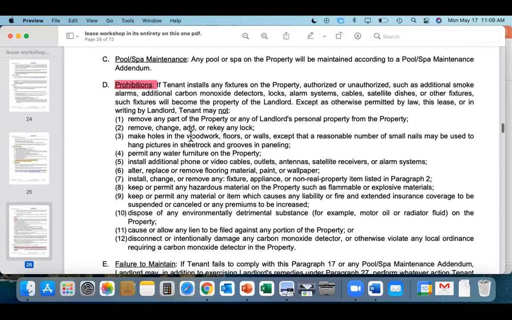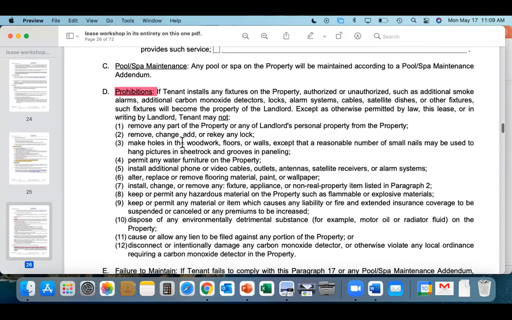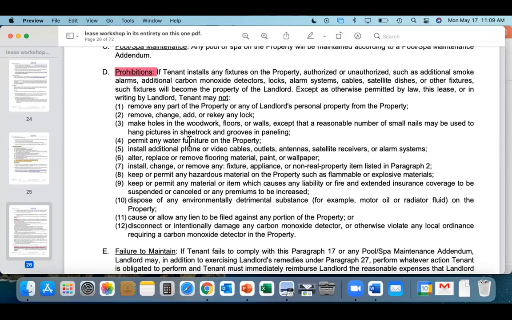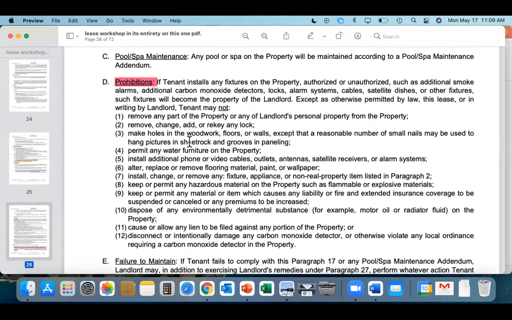And then there's prohibitions. Prohibitions. How do I say that? Prohibitions. Prohibitions. I need another cup of coffee to say that one.